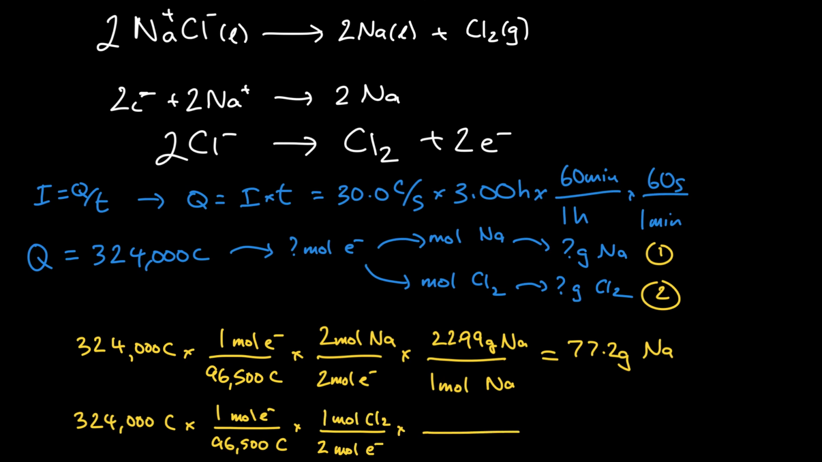And then we need to figure out how heavy a mole of chlorine is. So we can look up the atomic weight and double it. And we get something like 70.91 grams per mole. And if we go ahead and plug that in, we get 119 grams of chlorine. That was pretty cool, right? So by electrolyzing salt, we can turn it into sodium and chlorine. And that's certainly one way that we can manufacture both those elements.